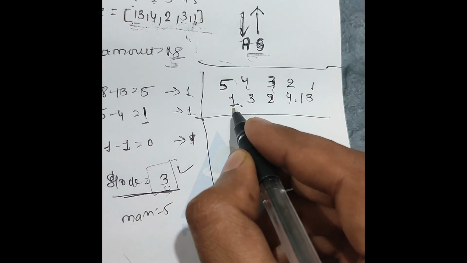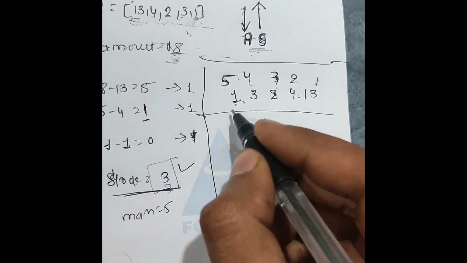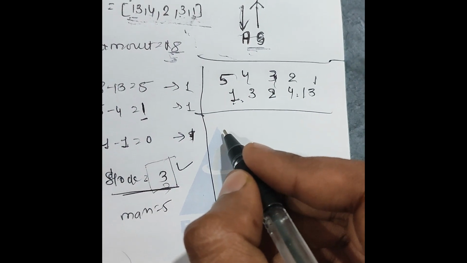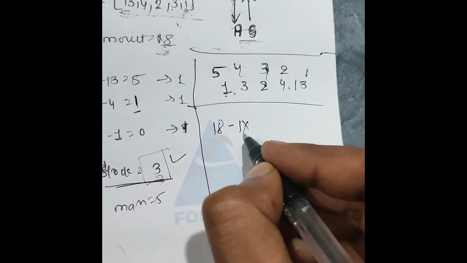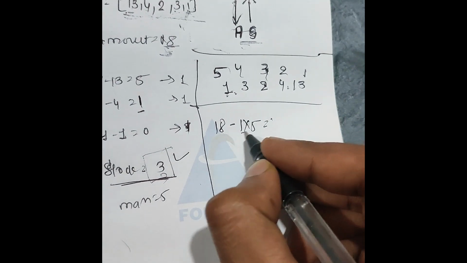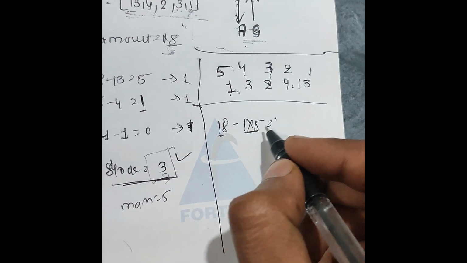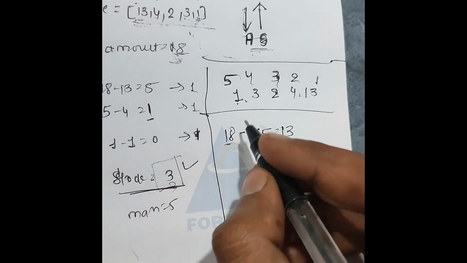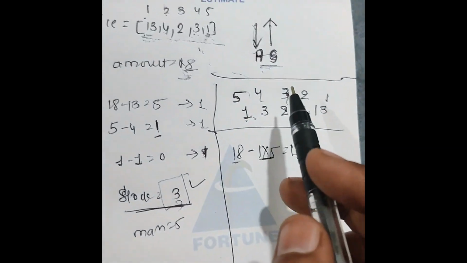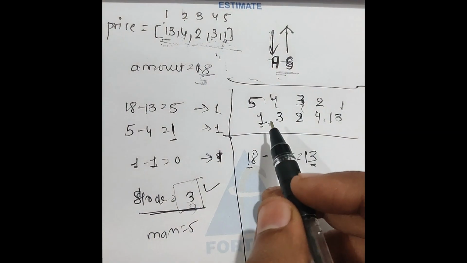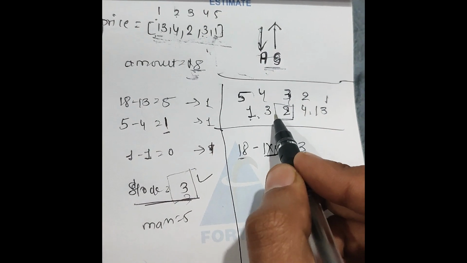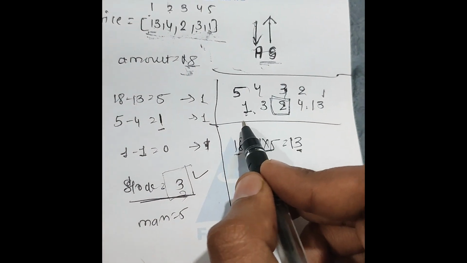So if we try to purchase the stocks on day 5, how many stocks can we buy? 18 minus 1 into 5, and then we are left with 18 minus 5, it's 13. Okay, so now we have remained with 13. So you can see, what is the next stock we can buy here? I have sorted this the wrong way, sorry guys. So this is the next stock we can buy, because the next value after 1 is 2.